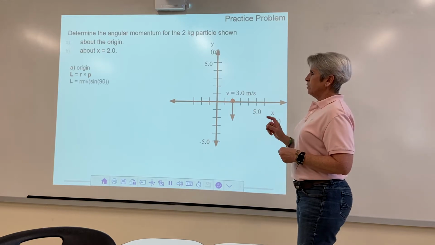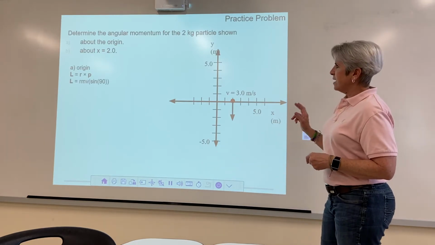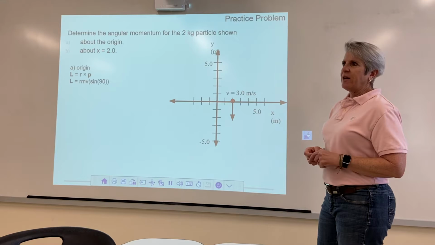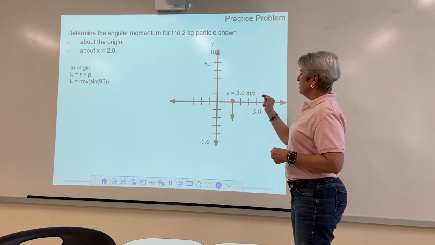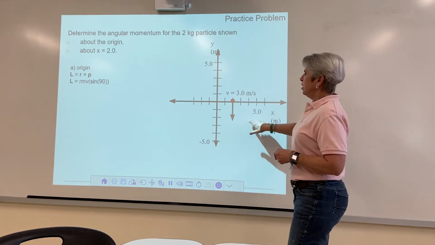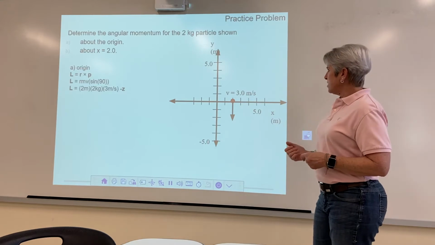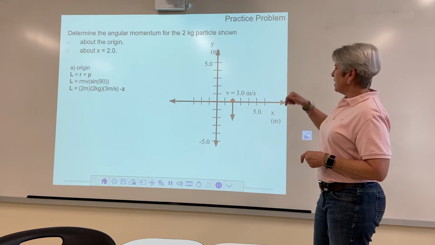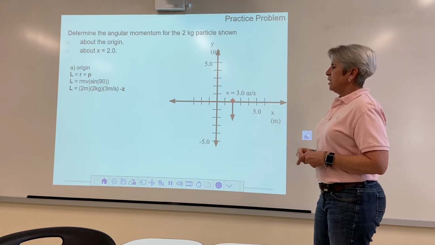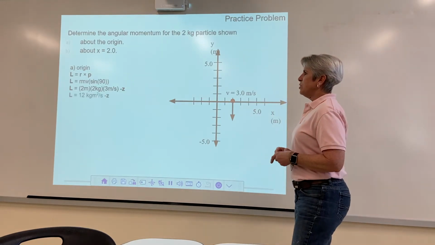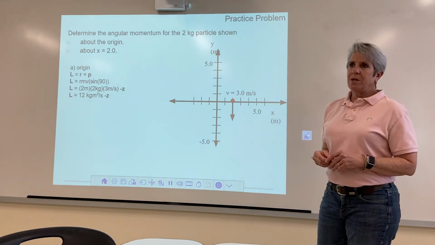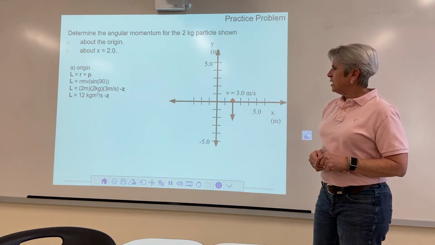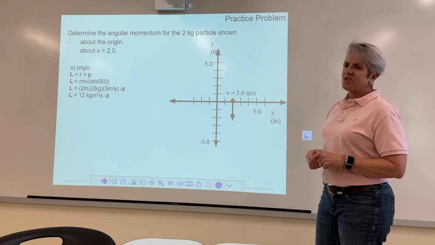So that will be the radius times the mass times the velocity times the sine of 90 degrees, because once again, the velocity and the radius are perpendicular to each other. So we would take our radius, which is 2 meters, our mass is 2 kilograms, and our velocity is 3 meters per second. And so if you multiply 2 times 2 times 3, you get 12 kilogram meters squared per second. Notice that this says it's in a negative z direction.